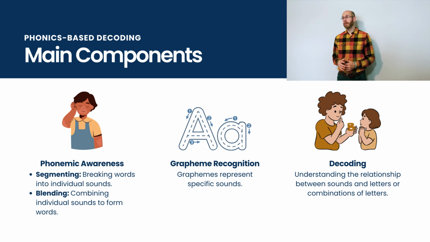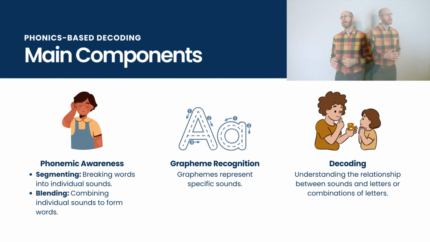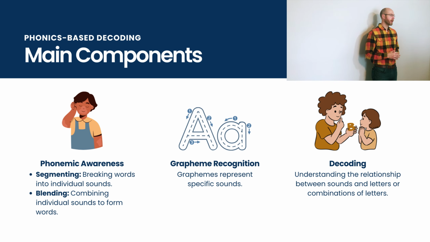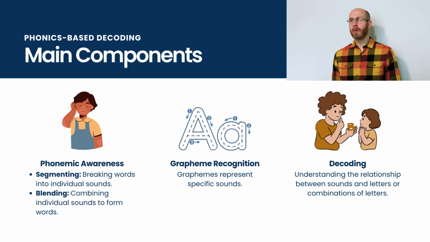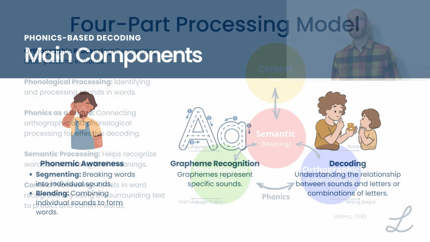Let's talk about the main components of phonics instruction that we can build up from. Phoneme awareness, segmenting and blending. Here, students learn to break words into individual sounds and blend them together, skills crucial for decoding words like k, a, t, cat. Then, we work on grapheme recognition. And this is where we begin helping students understand that letters or combinations of letters represent specific sounds. And finally, we merge them together, and there's decoding, where students use their knowledge of sound-symbol correspondences to decode words.